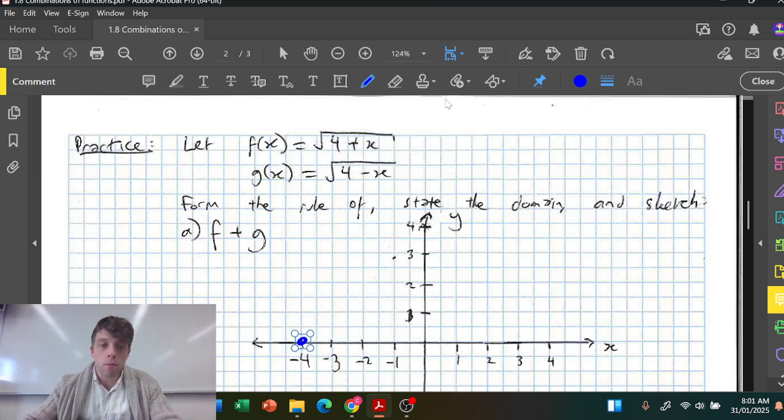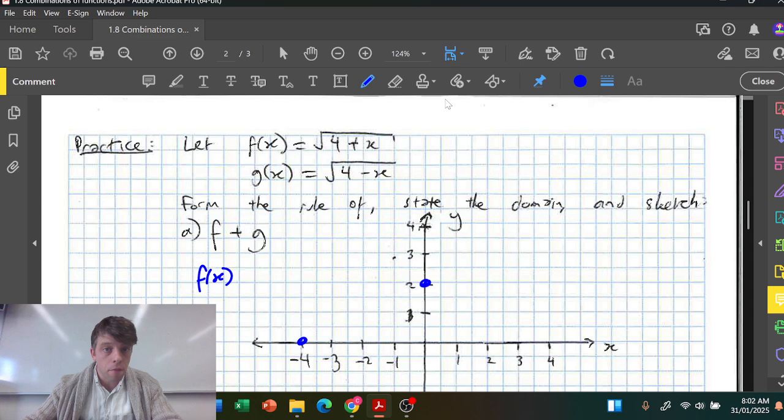So for example, if we put in, let's say, 4 plus 0, what's the square root of 4 plus 0? The square root of 4, that's 2. So when x equals 0, we get an output of 2. I'm just going to be drawing here f of x. That's in blue.